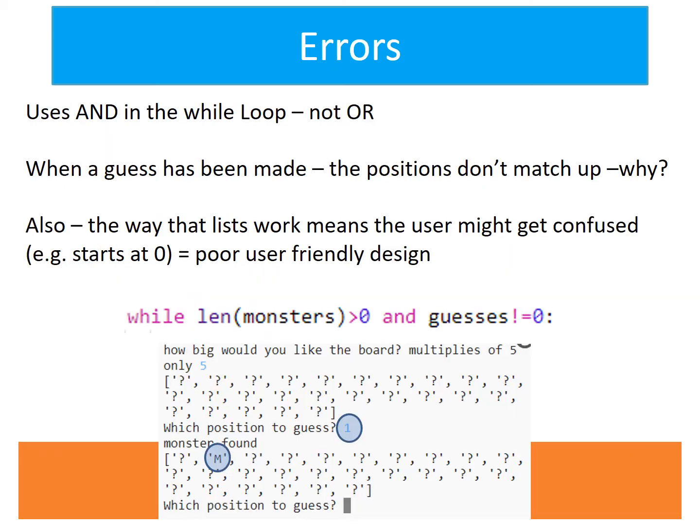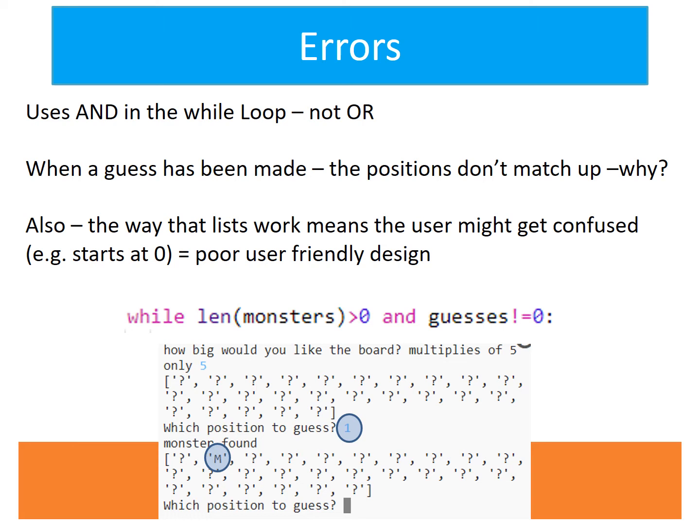One of the first errors you should find is that in the while loop there is an AND, whereas it should be an OR. What issues do you think this has caused? And why don't you think the positions match up? Have a look back through the code, fix this problem, and then see if you can explain these issues.